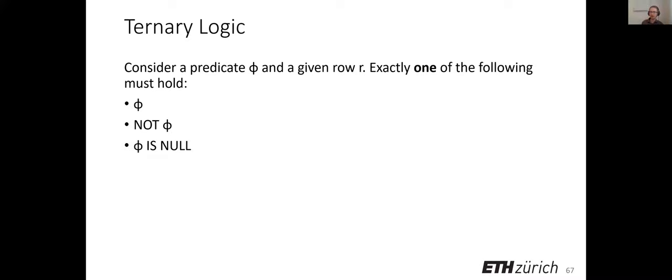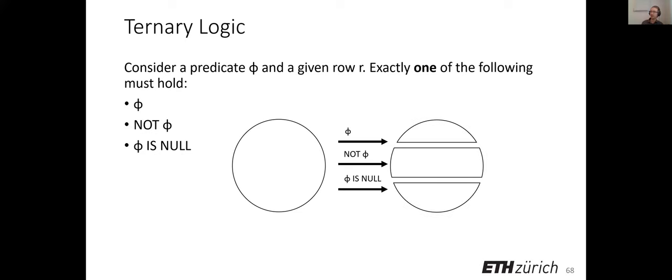Let's assume that we have a predicate phi and any given row. Then exactly one of the following must hold: phi evaluates to true, NOT phi evaluates to true, or phi IS NULL evaluates to true, because SQL uses a ternary logic. This means phi is either true, false, or null. These predicates we refer to as the ternary predicate variants. This means that if we have a result set, we can take it and filter records based on these ternary predicate variants, partitioning this set into three parts.